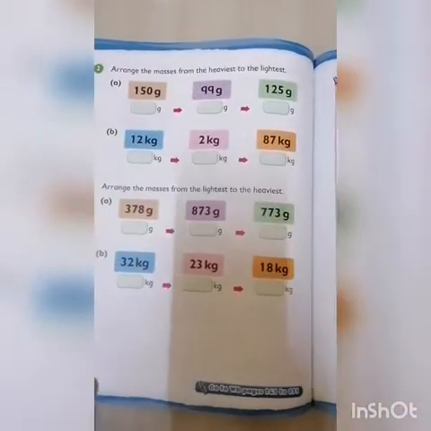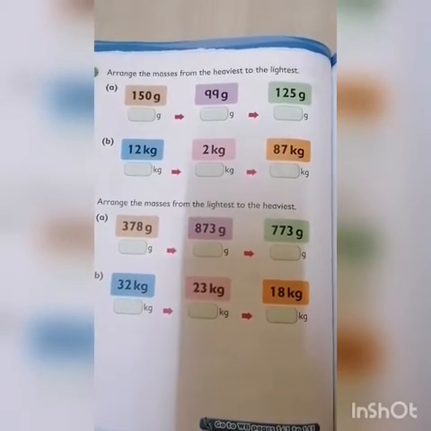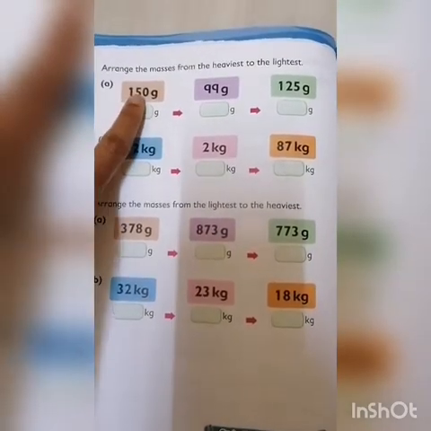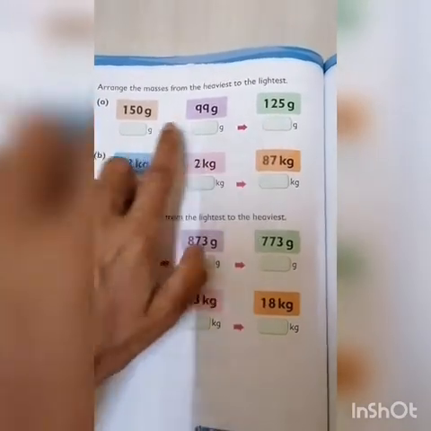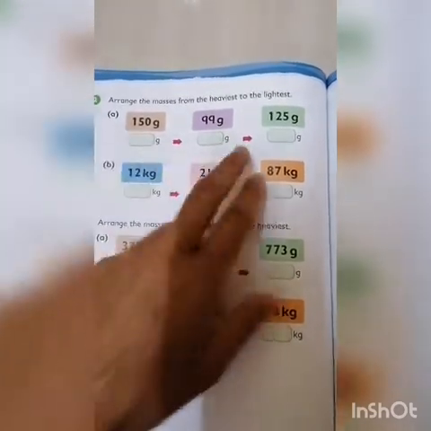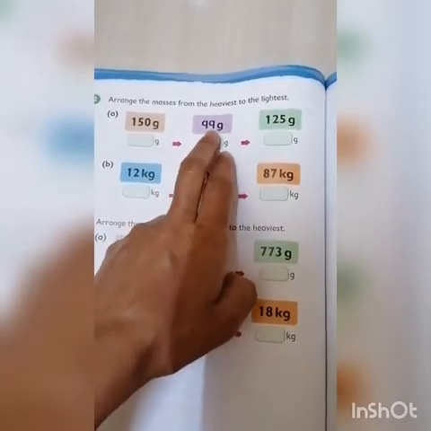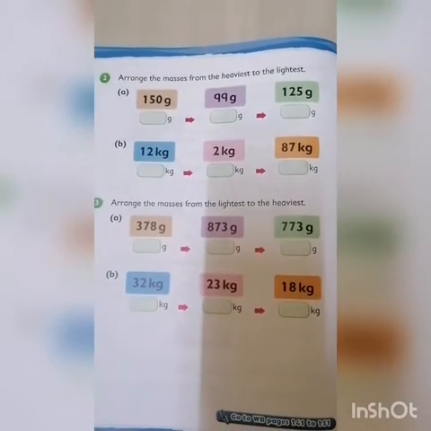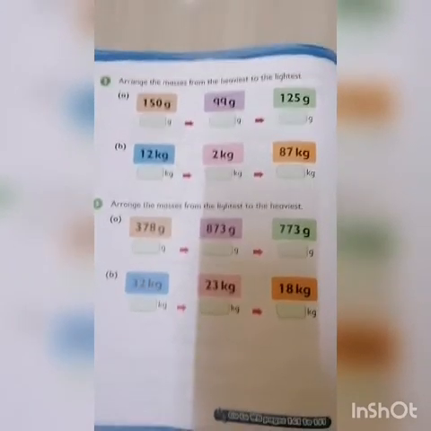And the last one, you have to arrange the masses from the heaviest to the lightest. Which one is the heaviest? Let's make the first one as an example. We have 150 grams, 99 grams, and 125 grams. So the first one, the heaviest. Remember, the heaviest is the biggest number. So the heaviest is 150, then comes 125, then the least or the lightest is 99 grams. Okay, I hope you understand this lesson for today. Enjoy it. If you have any question, please let me know.